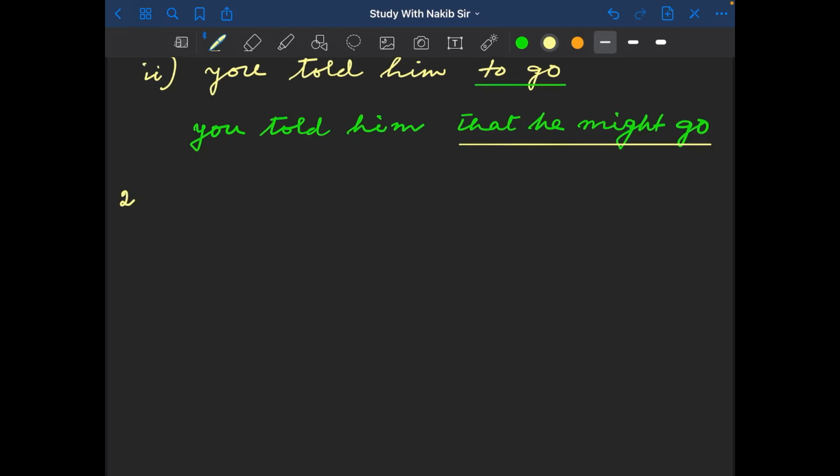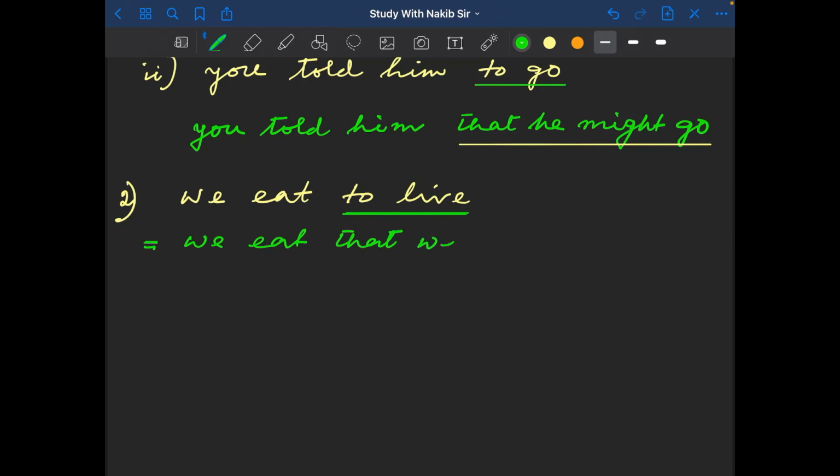Now see how you can identify a gerundial infinitive. See the example. We eat to live. This is the infinitive. How can you understand whether this infinitive is a noun infinitive or a gerundial infinitive? Expand and see what type of clause you get. We eat that we may live. You got a clause, that we may live.